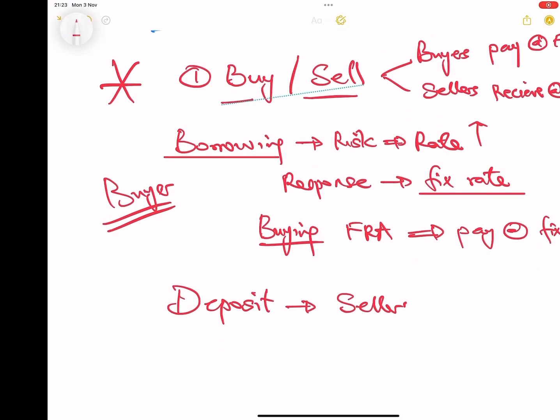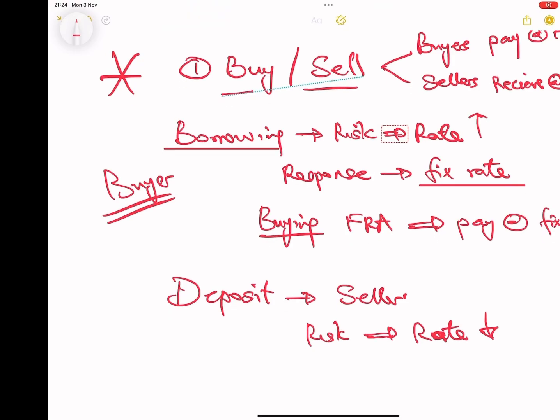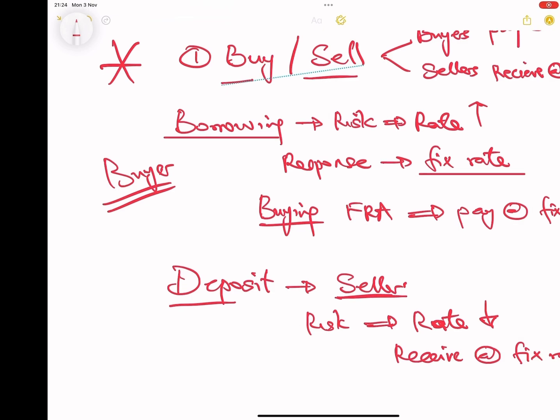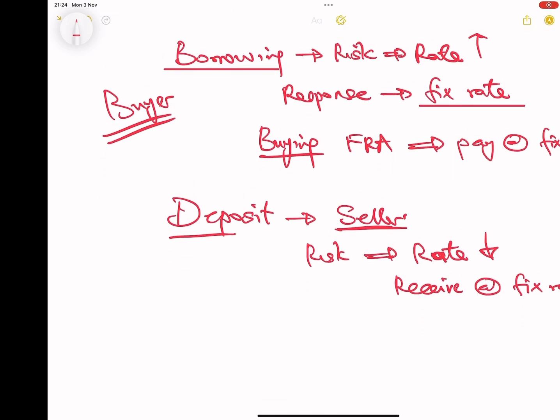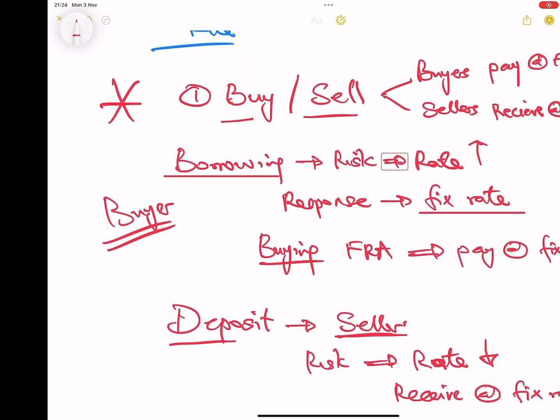Why should you be a seller? Because your risk is the fact that rates might come down. So if you know that rate is likely going to come down, you are happy to fix your rate and receive at that fixed rate. So you are happy to receive at fixed rate. So that's why if you have a deposit, then you want to be a seller in an FRA agreement. Very important to note this interpretation.